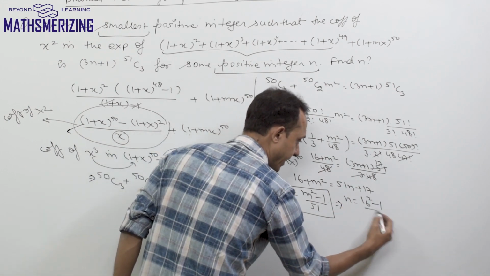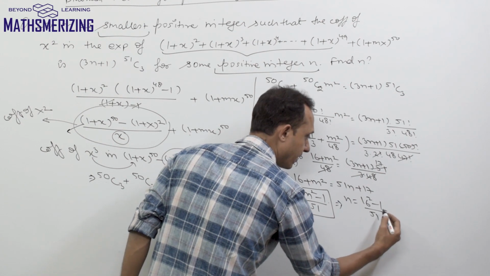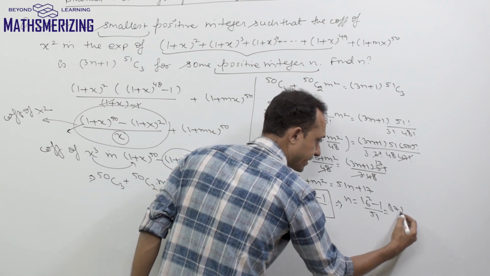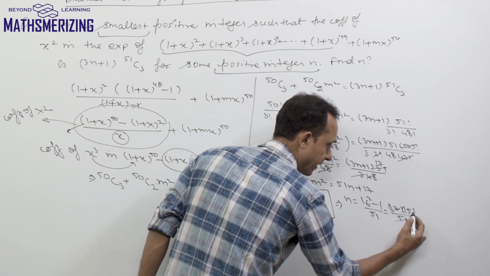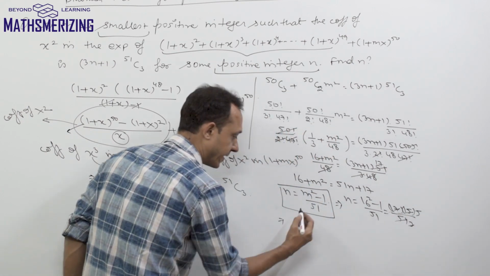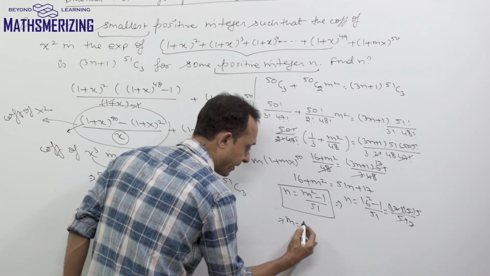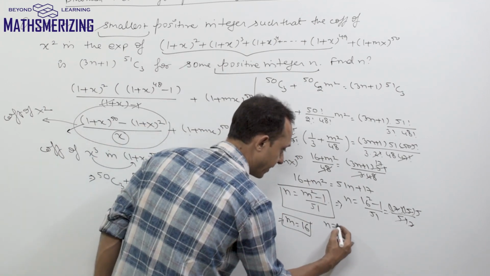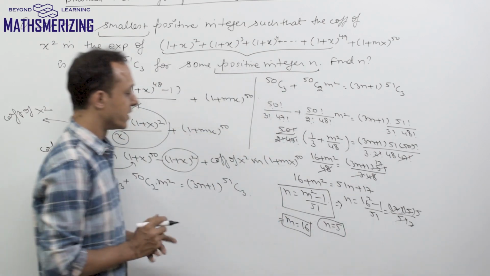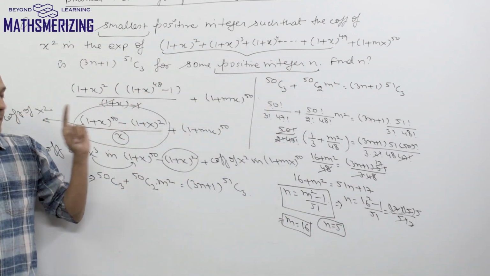So there'll be (16² − 1)/51. So there'll be 16 plus 1, 17, and 16 minus 1 is 15, and 51 is 3 times 17, so 15 over 3 gives 5. So I'll get the smallest positive value of m at 16, and for that value, n will result in 5. So the answer to this question is that the value of n should be 5.